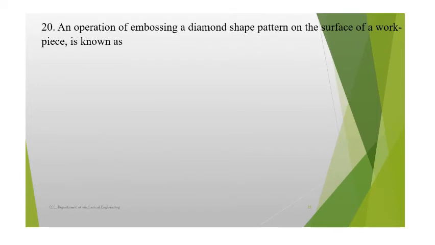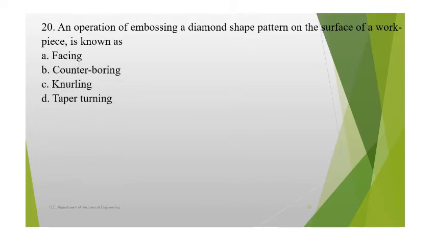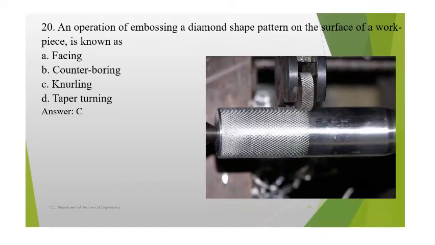An operation of embossing a diamond-shaped pattern on the surface of the workpiece is known as knurling operation. The other options are facing operation to reduce the length of the job, countersinking, boring, and taper turning. Knurling gives a diamond-shaped pattern on the workpiece. So the answer is knurling operation.